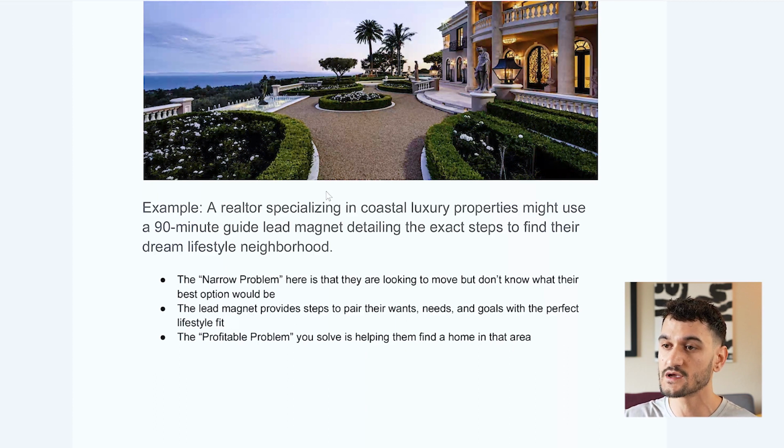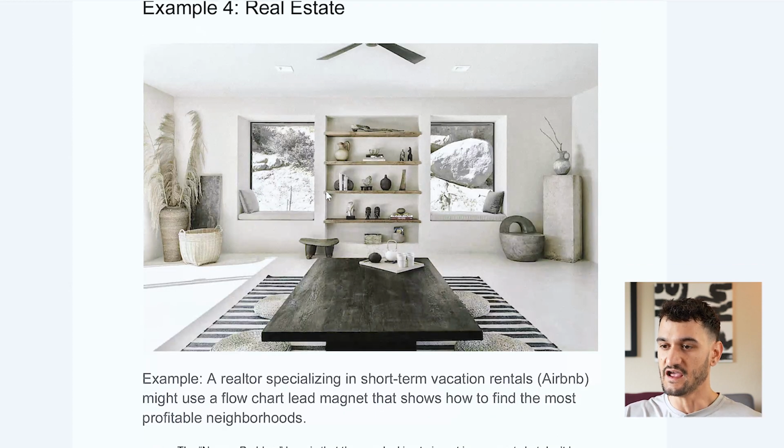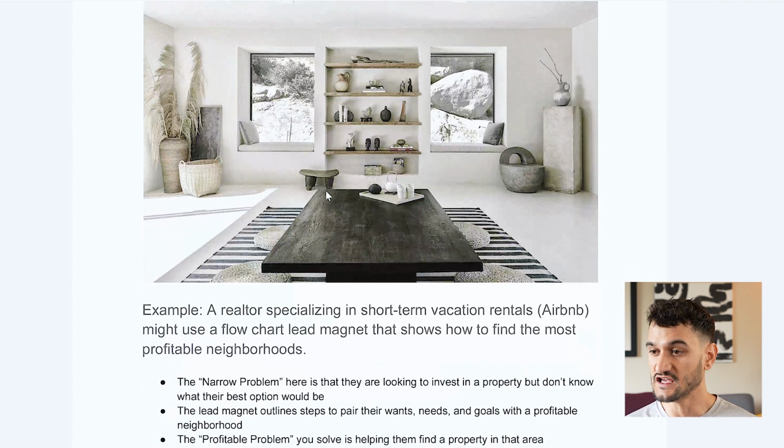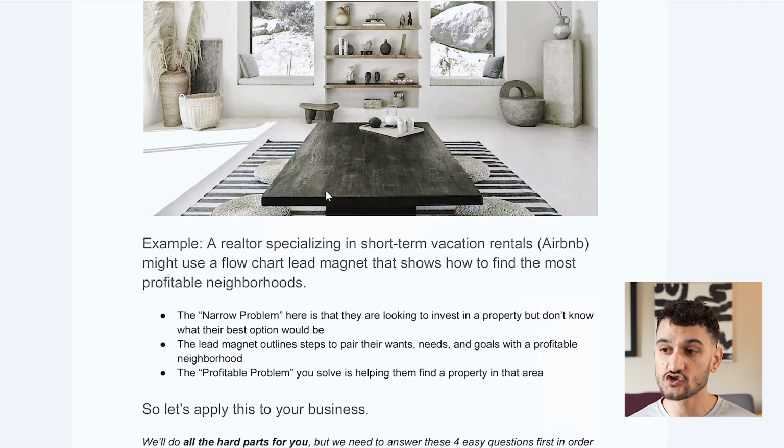Let's look at another example in real estate. An example realtor specializing in short-term vacation rentals, that's Airbnb, might use a flowchart lead magnet that shows how to find the most profitable neighborhoods. A narrow problem here is that they're looking to invest in a property, but they don't know what their best option would be to actually make money. The lead magnet outlines steps to pair their wants, needs, and goals with a profitable neighborhood, and the profitable problem that you solve is helping them find a property in that area.